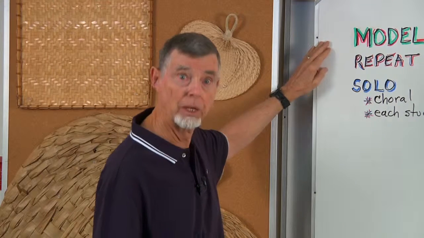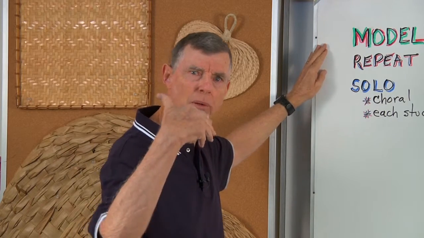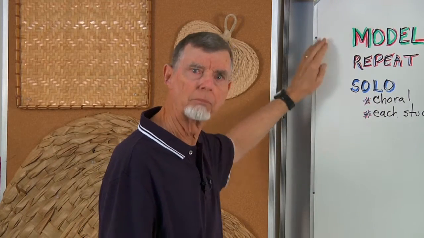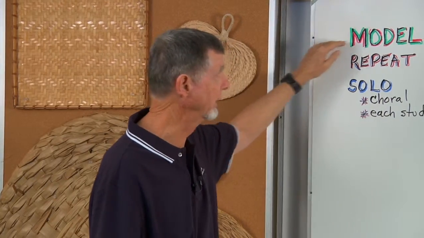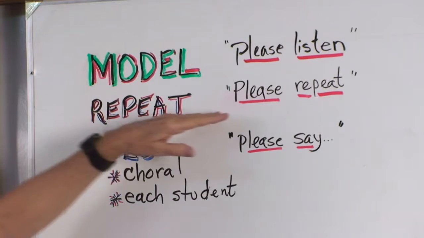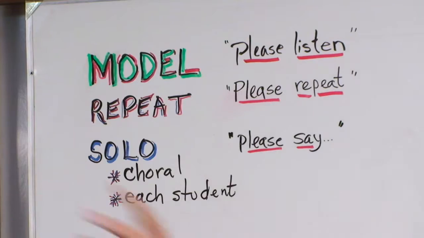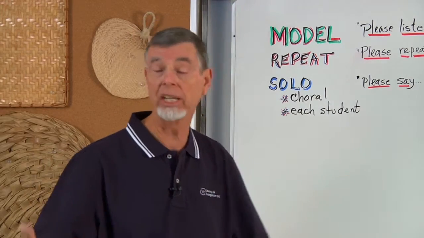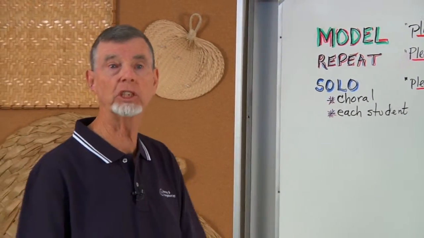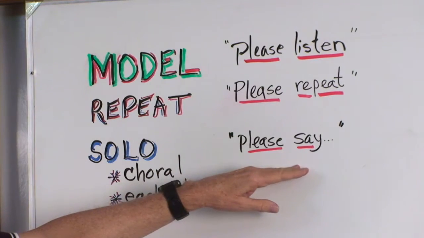And then last, which is really important, and I wrote this on the board for you, is model, repeat, solo, MRS. On just every important part of the lesson, you will be using this system of modeling by saying, "Please listen." And then you'll have your students repeat by saying, "Please repeat." And then after your partner acts out a sentence or a role play in a conversation, then you will have them solo by saying, "Please say."